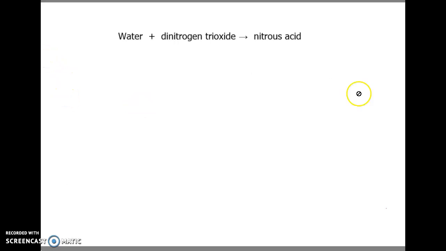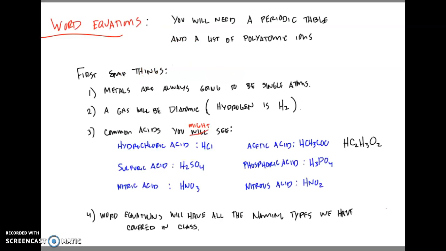Water, of course, and I need to make sure I can write, is H2O. Dinitrogen is N2. Trioxide is O3. So when you have a, let me start over. When you have a covalent name, you do not need to crisscross it. So if you see prefixes, don't worry about charges, just write 2 nitrogens, 3 oxygens. Cool. And then nitrous acid, go back to this reference at the beginning, nitrous is HNO2.